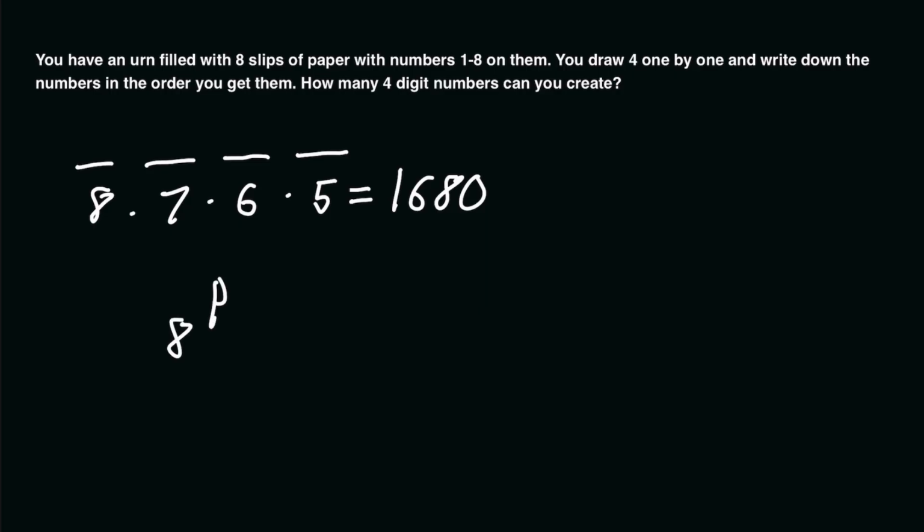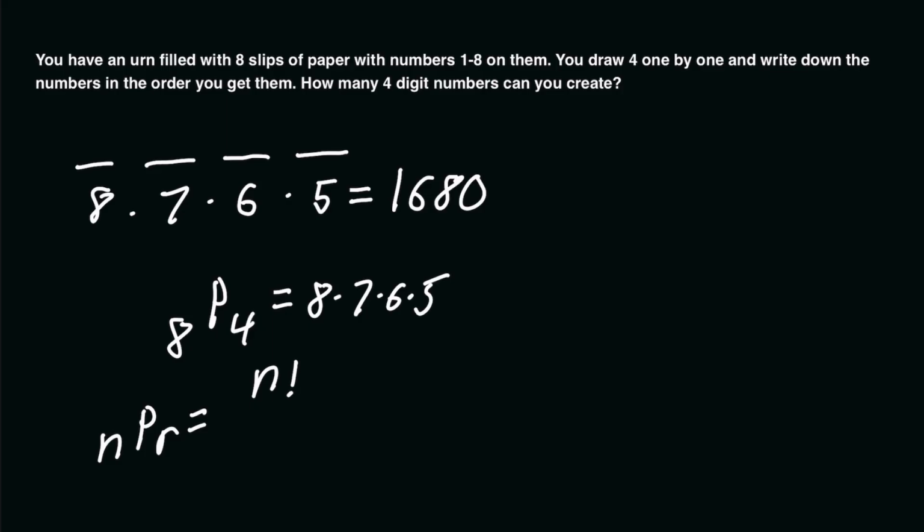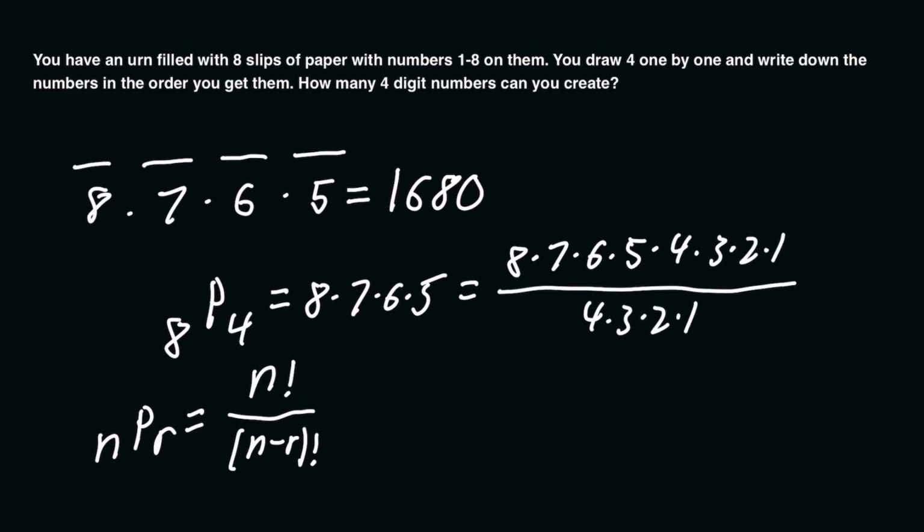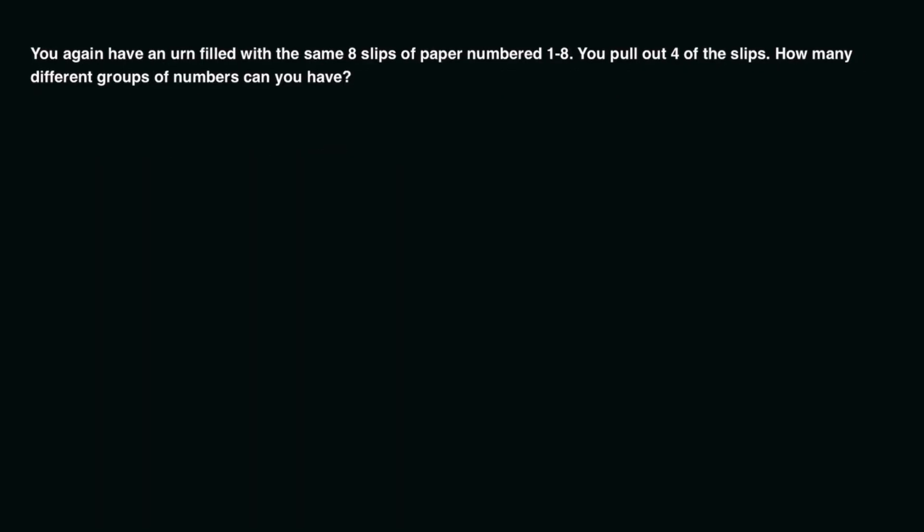This number is also written as 8P4, which equals 8 times 7 times 6 times 5. The formula for nPr is n factorial over n minus r factorial. This looks a little confusing, but if we look at the case of 8P4, we see it is 8 times 7 times 6 times 5 times 4 times 3 times 2 times 1 over 4 times 3 times 2 times 1, and the 4, 3, 2, and 1 all cancel, so we're left with 8 times 7 times 6 times 5. Our final topic is combinations, and we'll just do one problem with combinations.